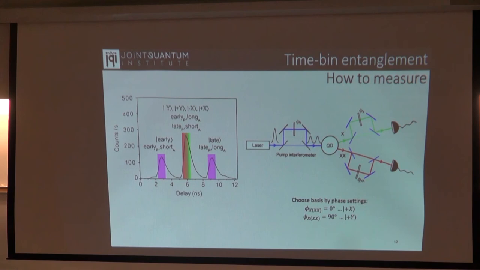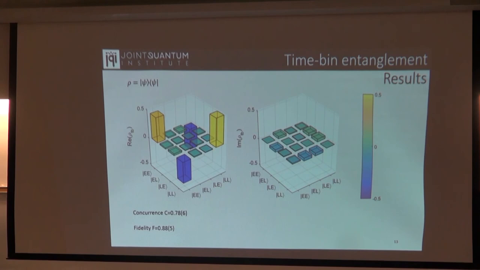And this is the result we measured. So plotted here is a density matrix. The density matrix is defined as the state multiplied with itself. And if you have a phi minus state, then these corner columns here should be 0.5, and the off-diagonal corner should be minus 0.5. And we see this is pretty good. We have some residuals, and the concurrence of this state is 0.78.